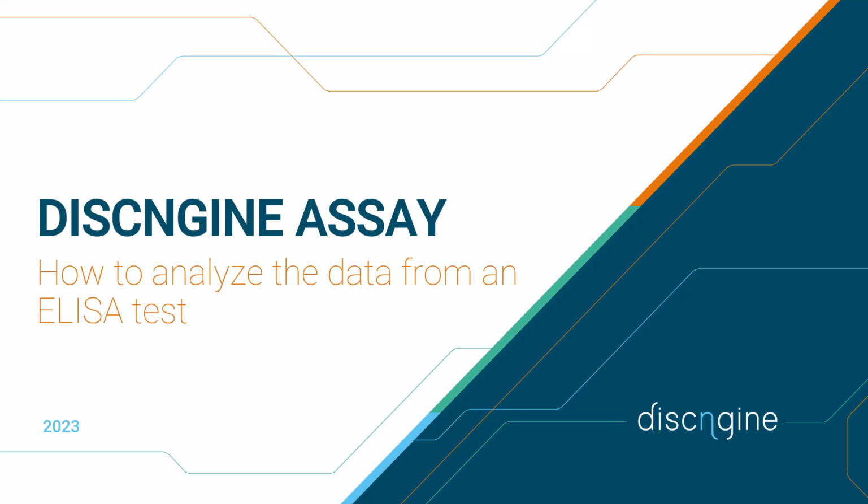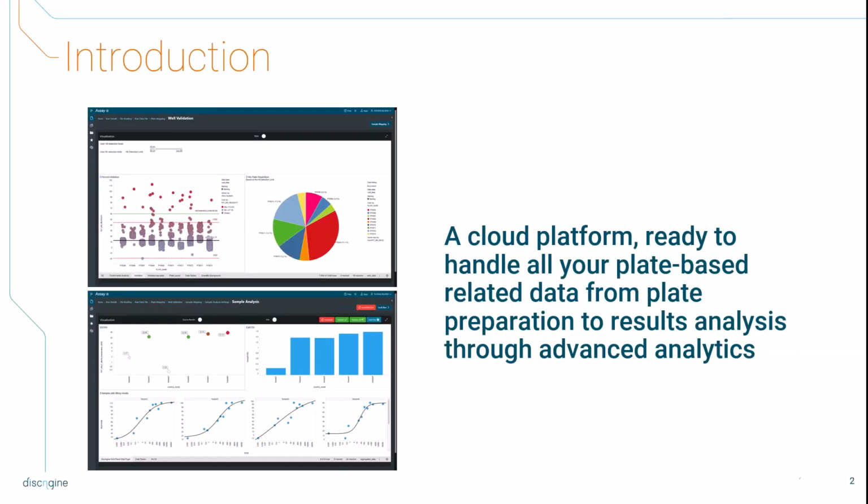Welcome to the video tutorial about how to analyze the data from an ELISA test using the Discngine Assay platform. Let's start by introducing the solution. Discngine Assay is a cloud-based platform that handles all your plate-based data related to screening campaigns from plate preparation to the results analysis process using advanced analytics.